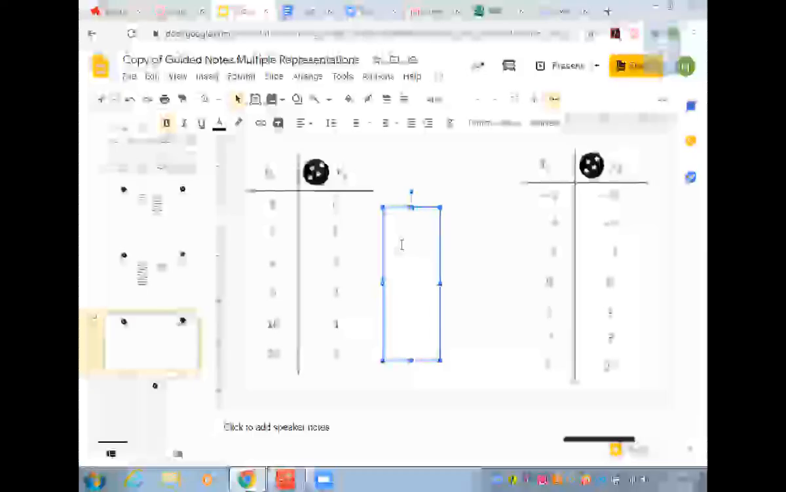Yeah. So this one is square root because the square root of the x's gives you the y's. Yeah, so looking at the pattern there between the x's and the y's, you take the square root of the x, you get the y.